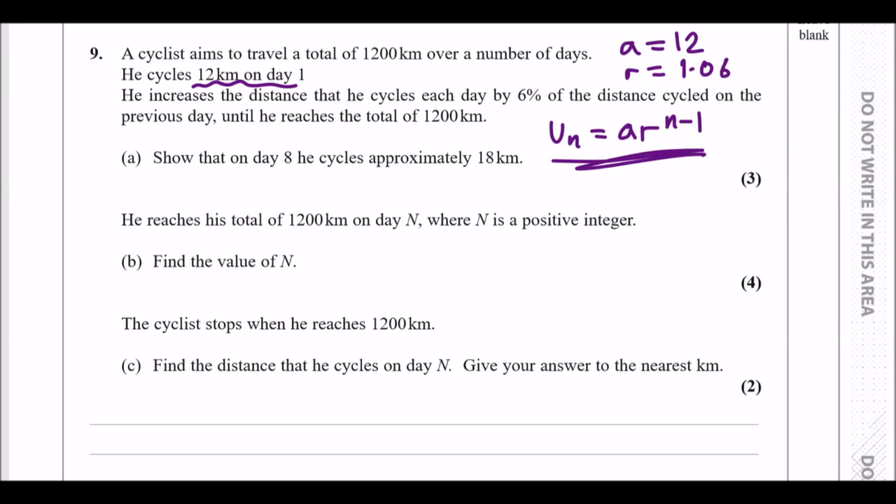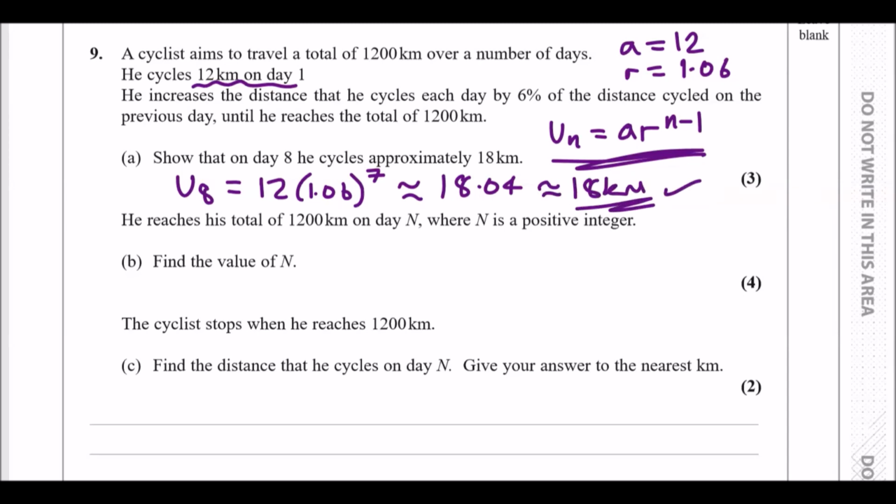Now we're trying to find the 8th day here, so it's going to be U8. That's going to be equal to a, which is 12, times the common ratio, which is 1.06, to the power of n minus 1. So 8 take away 1, which is 7. And when you calculate this, you should get something like 18.04. And as you can see, that's approximately 18 kilometers. Okay, great. So that's 3 marks for that.